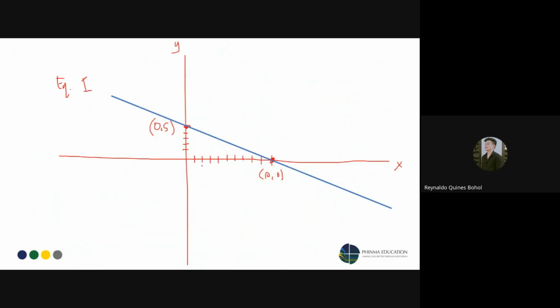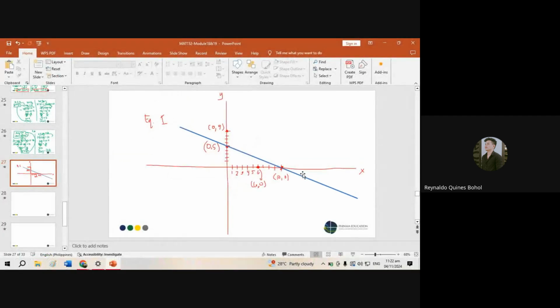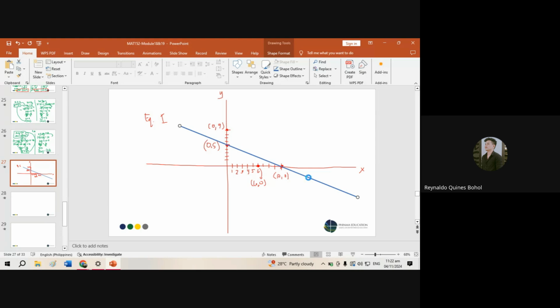6, 0. 6, 0, 1, 2, 3, 4, 5, 6. So nandito si 6. 6, 0. Then 0, 9. 1, 2, 3, 4, 5, 6, 7, 8, 9. So nandito si 0 and 9. Okay? Next is, ilulukit na natin siya, i-trace na natin siya. So, 0, 9 to 6, 0.